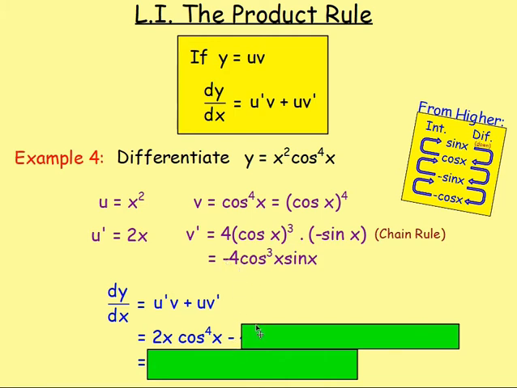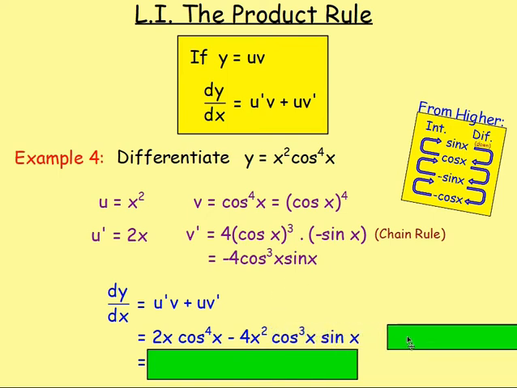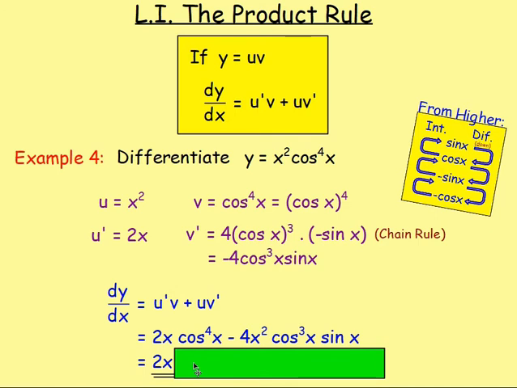Number wise, put the numbers first. We've got 4. We're multiplying by the x squared, so put the x squared next, and leave any sin or cos and so on to the end. So we've got the cos cubed x times sin x. After that, just check any common factors here. Well, yes, there are. We could take out a common factor of 2x, and we could also take out a common factor of cos cubed x.